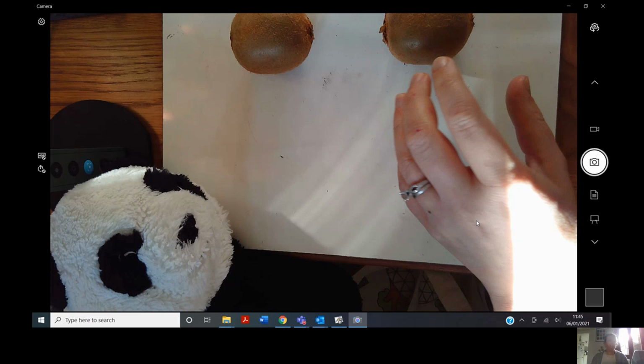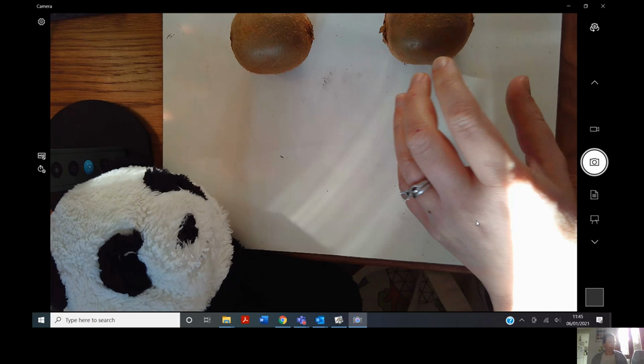So I have 2 kiwi fruits here. 1, 2. I am going to split my kiwi fruits into 2 groups. Percy is one of my groups. I am the other group. Kiwi fruit for Percy, kiwi fruit for me. We each get 1 each. We get 1 kiwi for Percy, 1 kiwi for me.